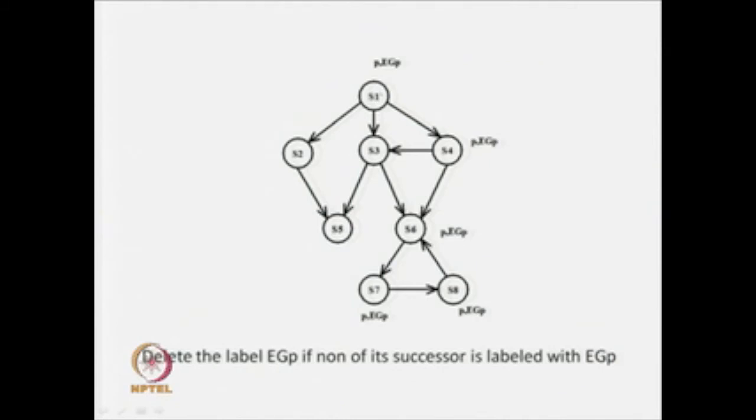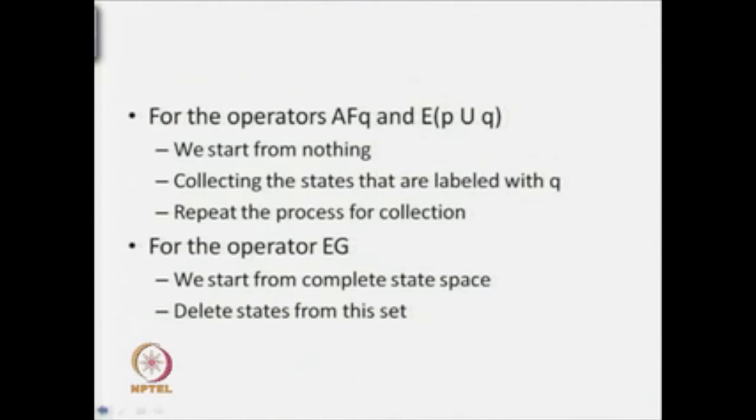Okay. Now, in this particular S1 what will happen? You just see that from S2 you have removed it, but it is having one successor S4 which is still labeled with EGP. That means we cannot remove S1. So, similarly, we cannot remove the label of EGP from any of the states. So, eventually our algorithm stops over here.